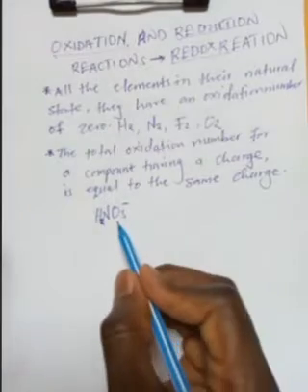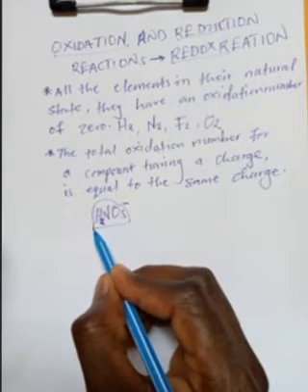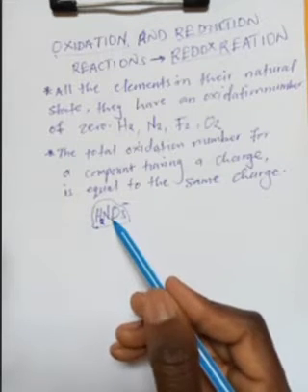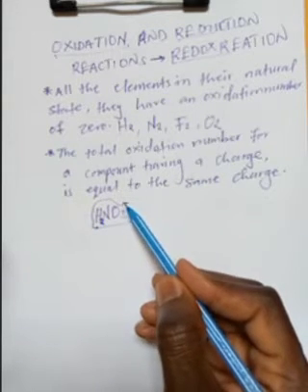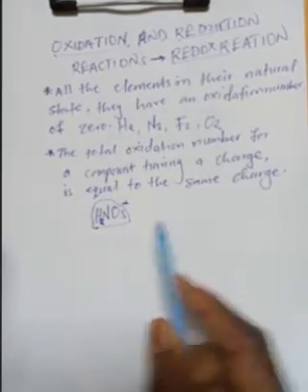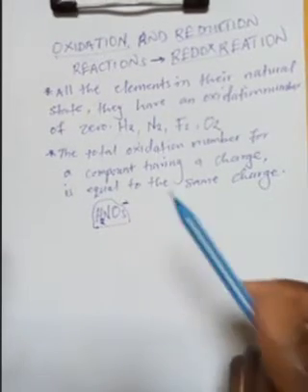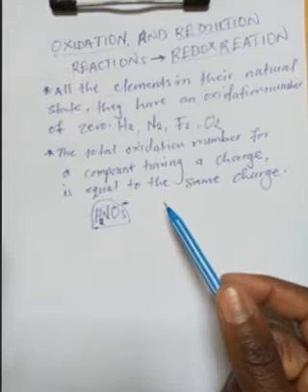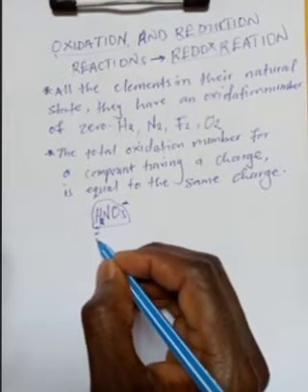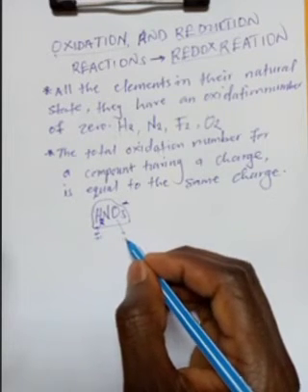The sum of the oxidation numbers of all the elements found in this compound, if you add the oxidation number for this one, that one, and that one, you have to equate them to the charge. There is another rule which applies: in a compound, the oxidation numbers of hydrogen and oxygen are already given. For hydrogen, the oxidation number is plus 1. The oxidation number for oxygen has to be negative 2.